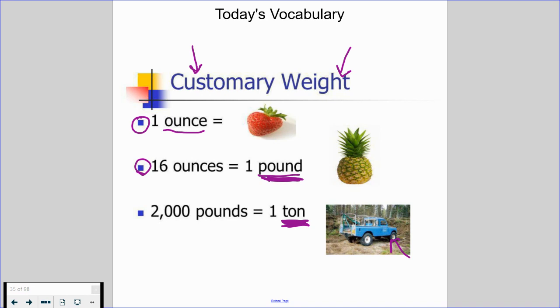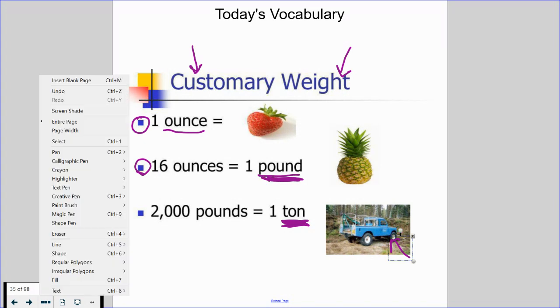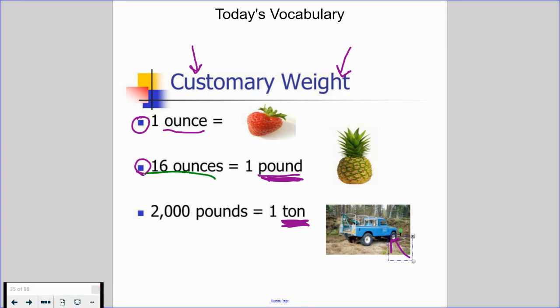So some of the conversions that you're going to need to be familiar with, and you will have these in your math chart: for every pound, there are 16 ounces. And in every ton, there are 2,000 pounds. So you're going to need to remember these conversions as you work today.